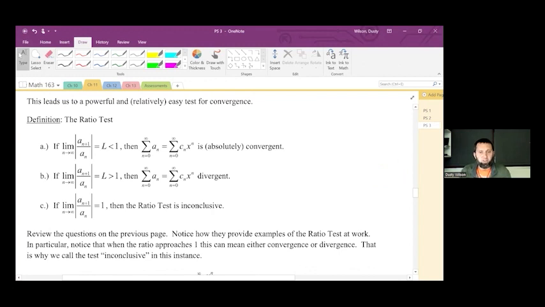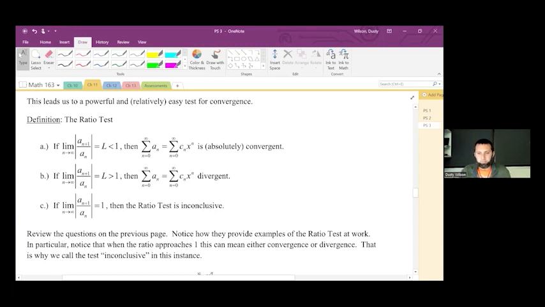Definition, the ratio test. A, if the limit as n goes to infinity of the absolute value of an plus 1 over an is equal to L, that is a fixed number, which is less than 1, then the sum from n equals 0 to infinity of an, which is equal to the sum from n equals 0 to infinity of Cn x to the n, is absolutely convergent. We haven't talked about what absolutely convergent is versus convergent, but for the time being, just know that it works all the time.